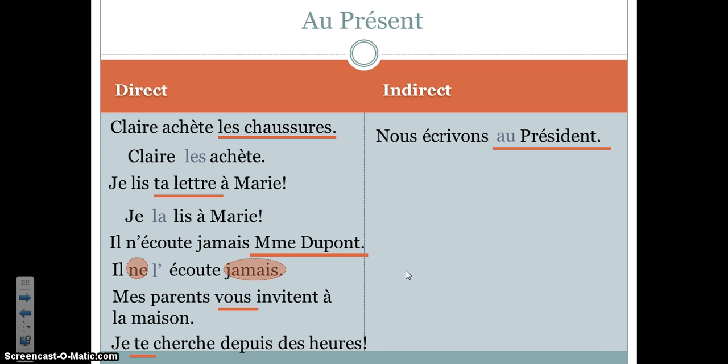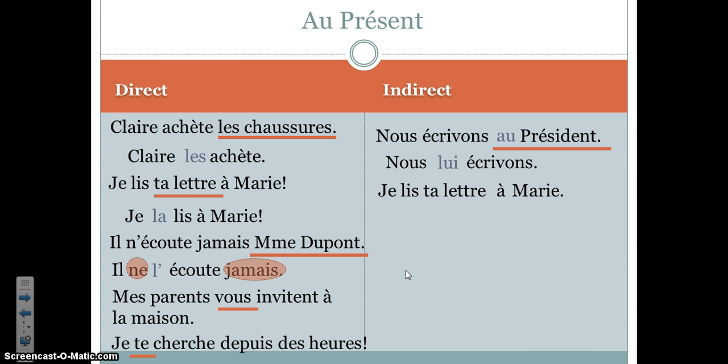So let's look at a couple of examples of an indirect object pronoun. Nous écrivons au président. This is one where that au is going to be very important because we have à plus a person. So we're writing to the president. The to then means that it is an indirect object pronoun. So we're going to replace it with lui. Nous lui écrivons. We are writing to him.